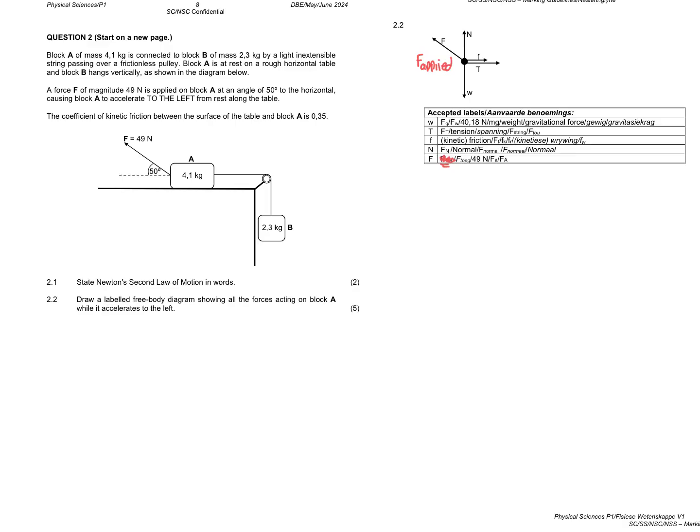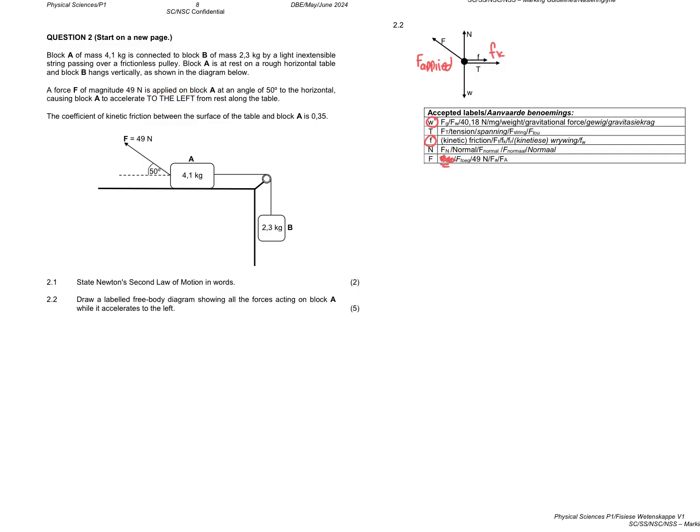Also, take note, the weight is small w. It's not a capital W. Capital W is work. And friction is a small f. So this one would be better if it was FK. Again, they're not penalizing you in this one, but they could penalize you in the one that you get. So if you can be more specific, that would be better. The friction is always opposite to the direction that you're moving, and this example is moving to the left because it says so in the question.